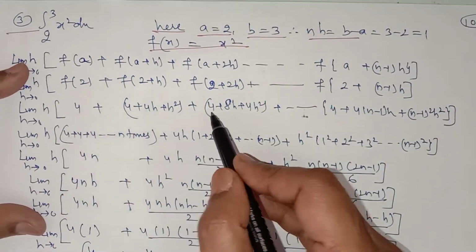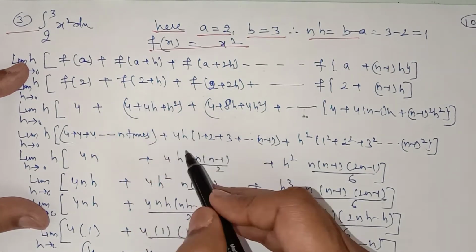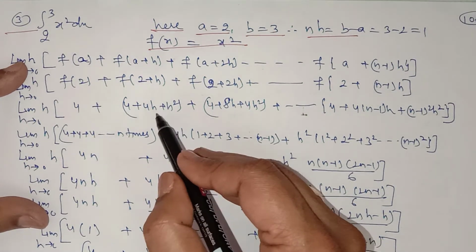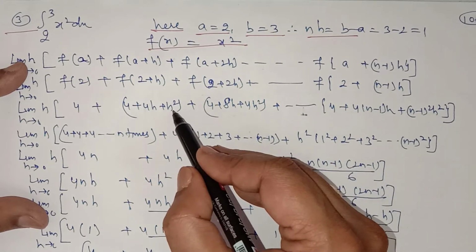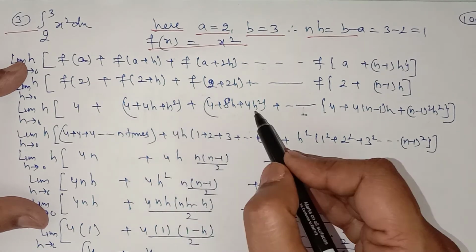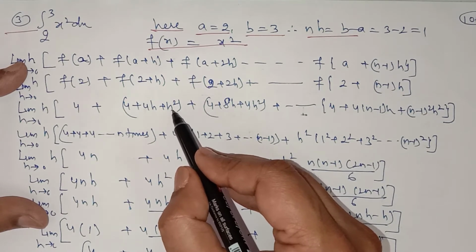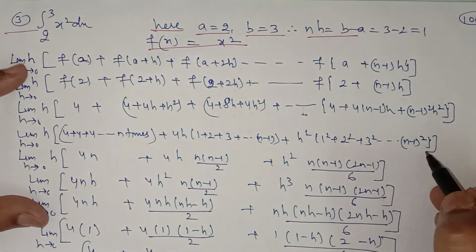4 plus 4 plus 4 plus 4 up to n times. One series is obtained by taking 4h common. And the series I just told you in the last question, when you are taking h common, the series will be 1 plus 2 plus 3 plus 4 up to n minus 1. And the next, third series is h square, 4h square. When you take h square common, as I told in the last question also, the series you will obtain will be 1 square, 2 square, 3 square up to (n minus 1) whole square.